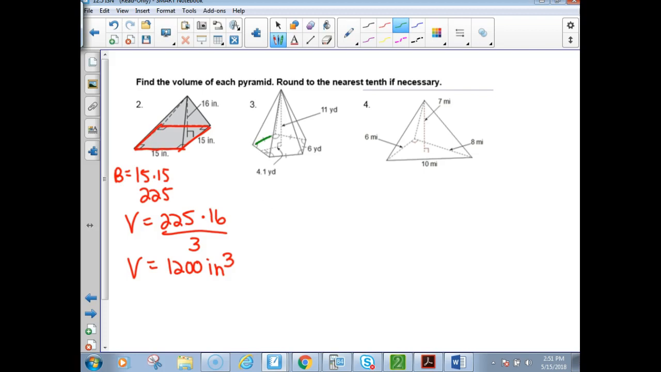All right, the next one, its base is a regular pentagon. Okay, the area of the base is going to be apothem times perimeter divided by 2. That is the formula. The apothem is this 4.1. So I'm going to do this base area first, and I'm going to show all the work. I got to find the perimeter. Well, the perimeter is 5 sides, and each of those sides is 6. It's showing that it's regular. So the perimeter here would be 5 times 6, which is 30.